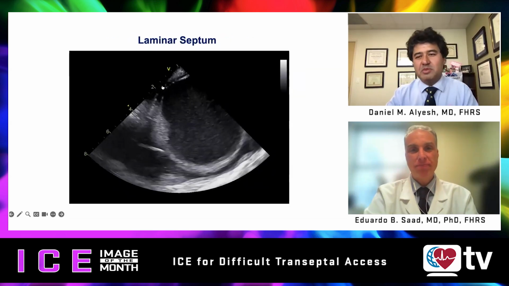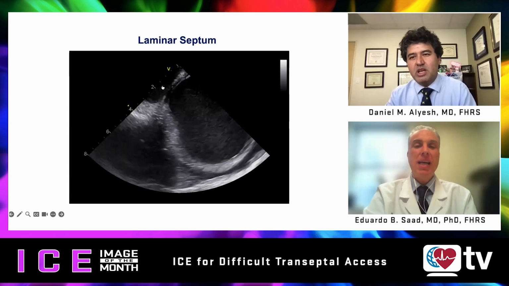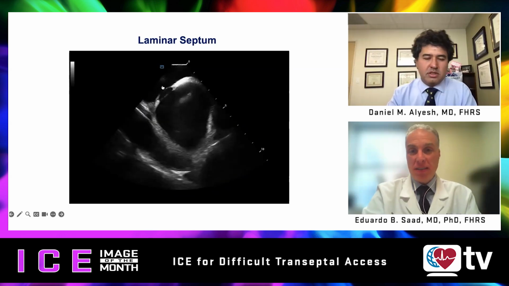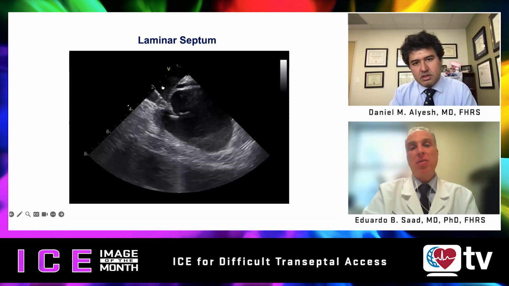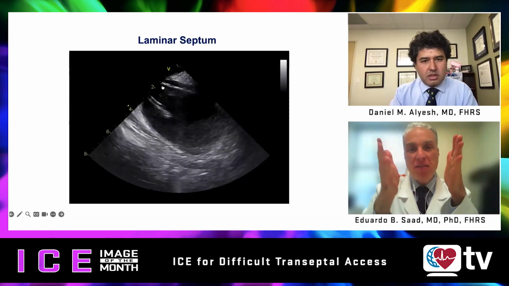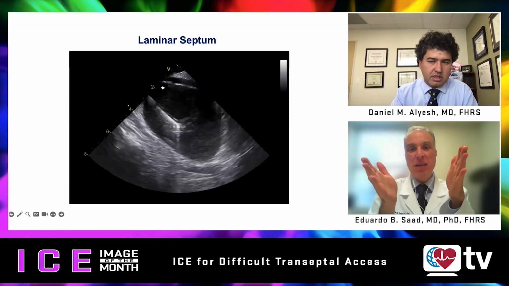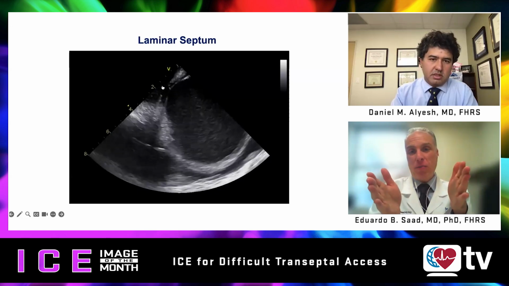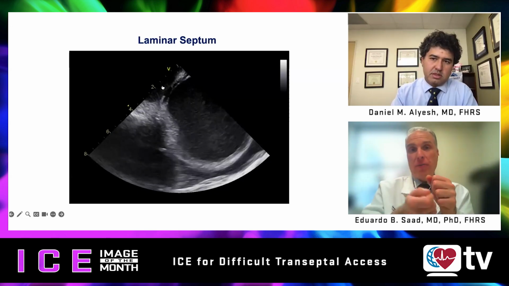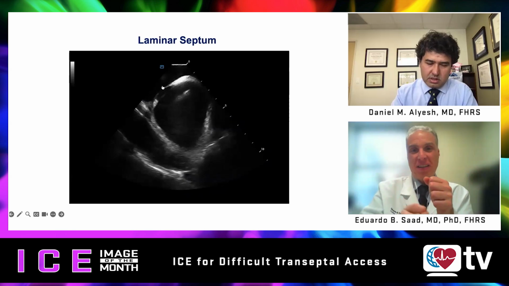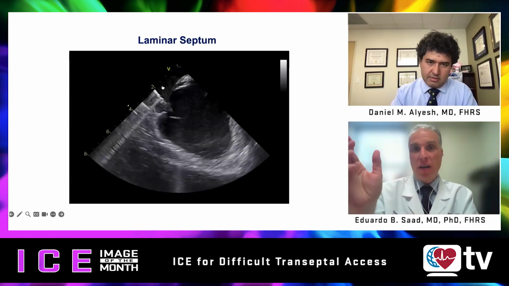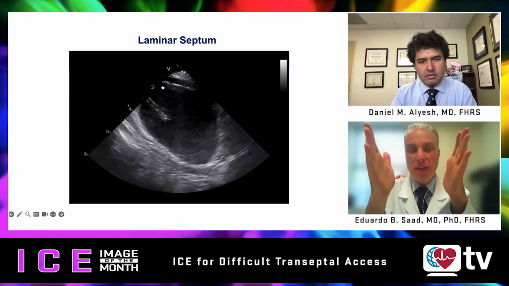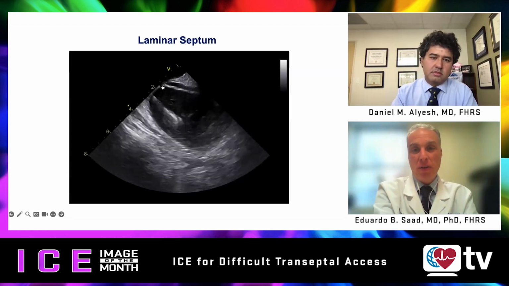So the laminar septum, go ahead and give us your narration, your approach. Yes, so this image shows two examples of a laminated septum. You see that you have almost like a space in between the two layers of the septum. And it's important when you see that to realize that you have to go across twice. You're going to have to choose where's the narrowest space between the two layers. In this case, it was very low in the septum.